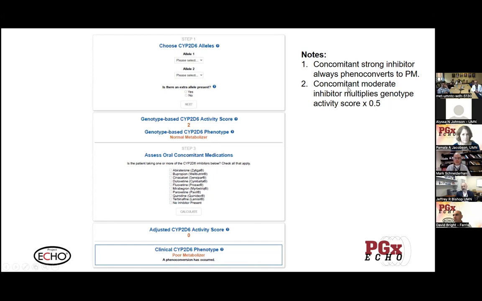Some important assumptions and things to be aware of: a strong inhibitor always phenoconverts to a poor metabolizer, even in ultra-rapid metabolizers. That's inherent in this resource. If you have a concomitant moderate inhibitor, it multiplies the genotype activity score by 0.5 in the phenoconversion recalculation.